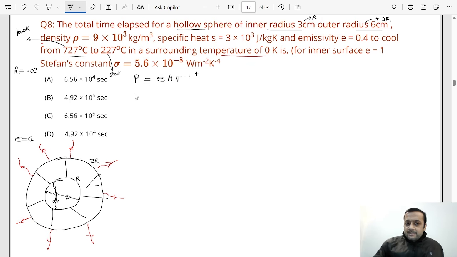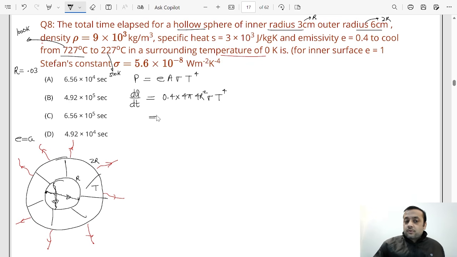So you can say dQ by dt, the rate at which heat is being lost, is equal to the emissivity of the outer surface, which is 0.4, into the area of the outer surface, which is 4 pi into (2R) square, which becomes 16 pi R square, into sigma into temperature to the power 4. This is the rate at which heat is being lost.